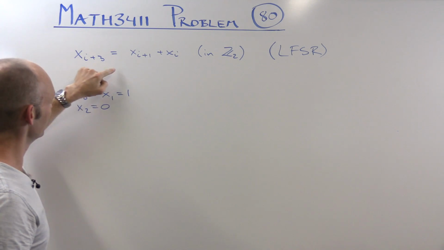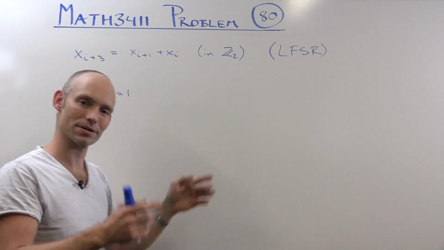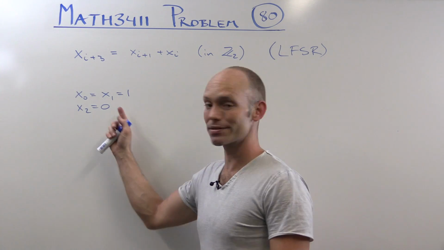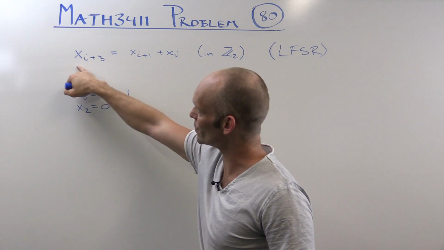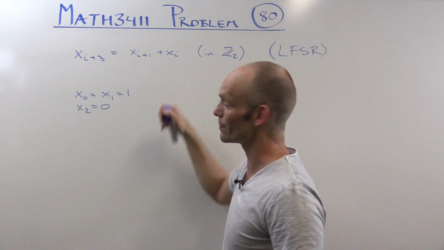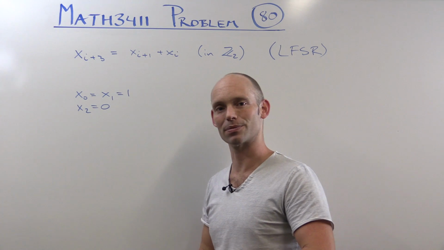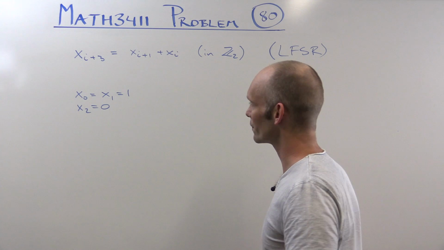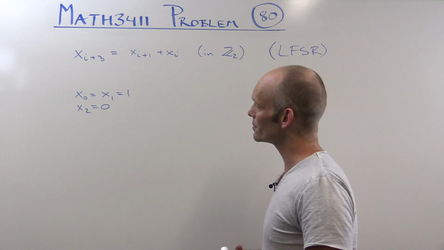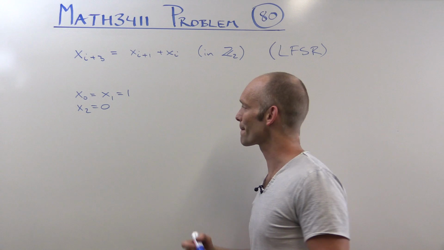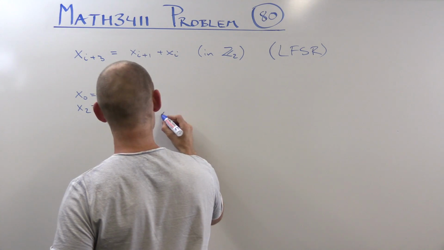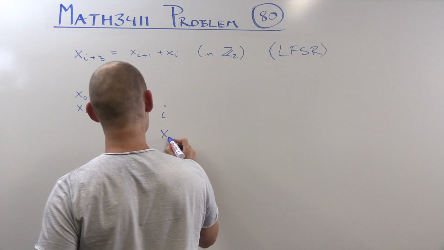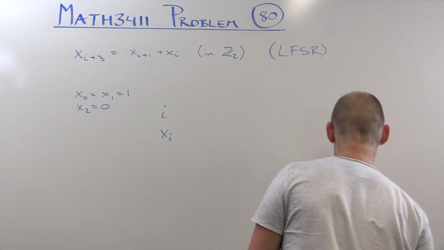So if we know 3 sequential values of these x's, then we can generate the next one in line by this relation here, and that's one of the examples of these LFSRs at least. So let's do that and see what happens. So we could make a little table, i and xi.